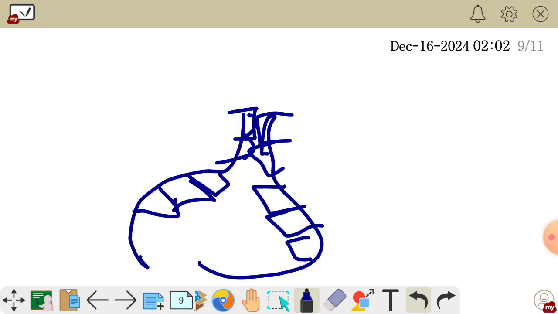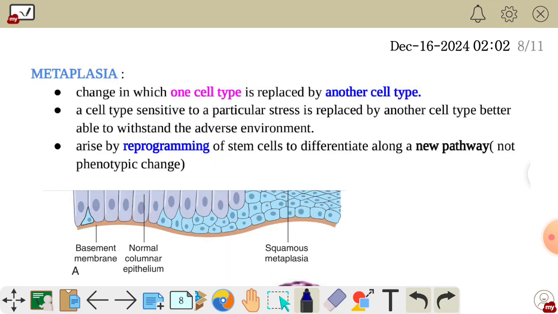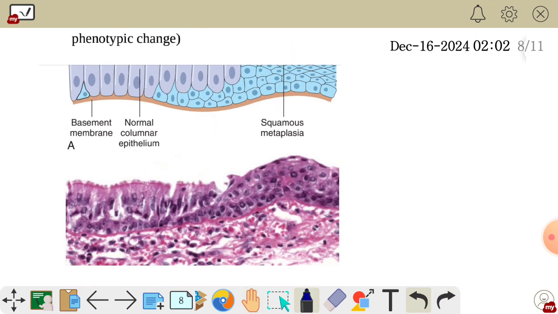So that is metaplasia. As we can see in this diagram, we also have columnar cells which are now replaced by squamous cells which are flat. This is observed in the bronchus, in the airway, in people who smoke, and this can lead to cancer. This is a histology diagram which shows the columnar cells being replaced by squamous cells.